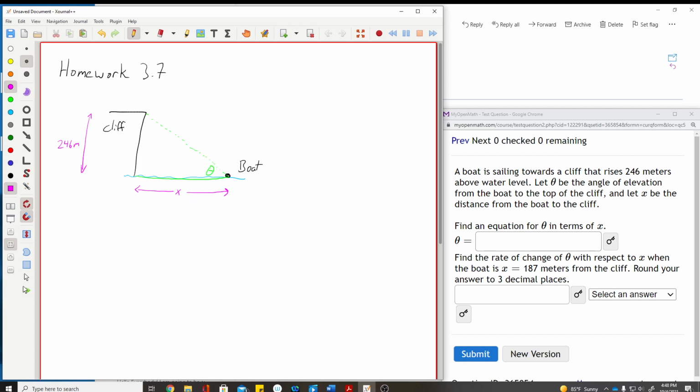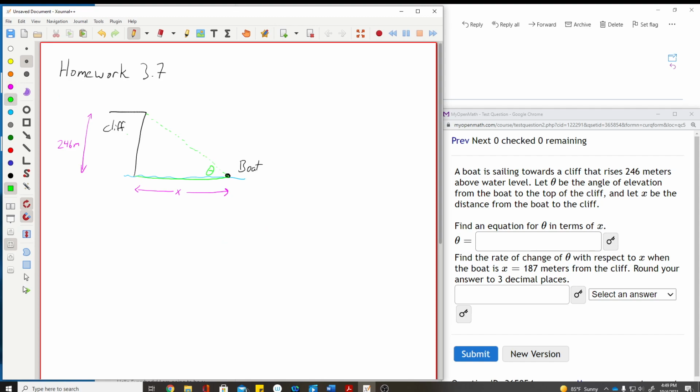Okay, so as the boat approaches the cliff, this distance x will get smaller, and the angle theta will get larger as the person has to look up more steeply to see the top of the cliff. All right, first, find an equation for theta in terms of x.